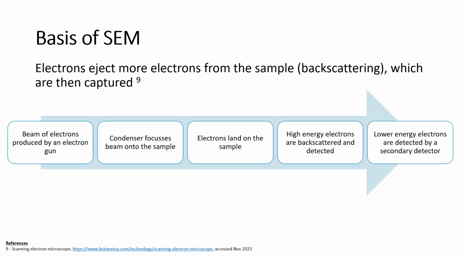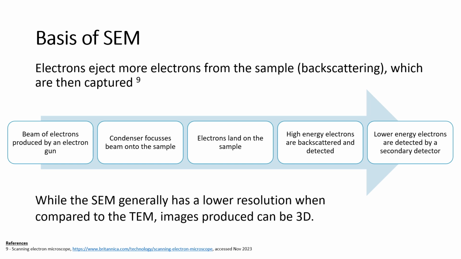Now let's look at the SEM, where again the scan begins by a beam of electrons being fired and a condenser focusing the beam on the sample. When the electrons hit the sample, higher energy electrons are backscattered, or they fire right off the sample, and these have their own detector. Lower energy electrons are detected by a secondary detector, and these form an image. The SEM generally has a lower resolution than the TEM, but it is advantageous in the fact that it can form a 3D image.